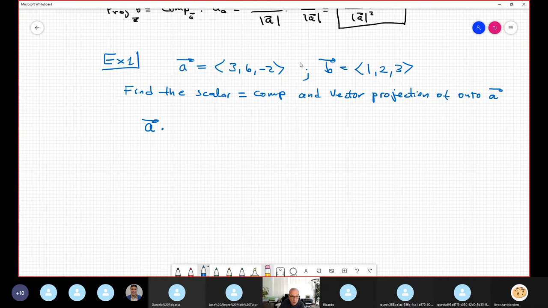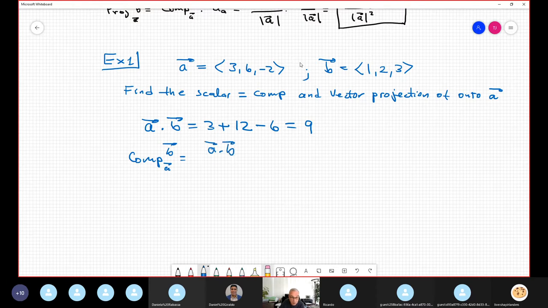Then you perform the dot product, A dot B. A is 3 times 1 is 3, plus 6 times 2 is 12, minus 2 times 3 is minus 6. The answer is 9. This is the dot product. Now this is the component. The component of the vector B onto the direction A is the dot product A dot B divided by the magnitude of A.